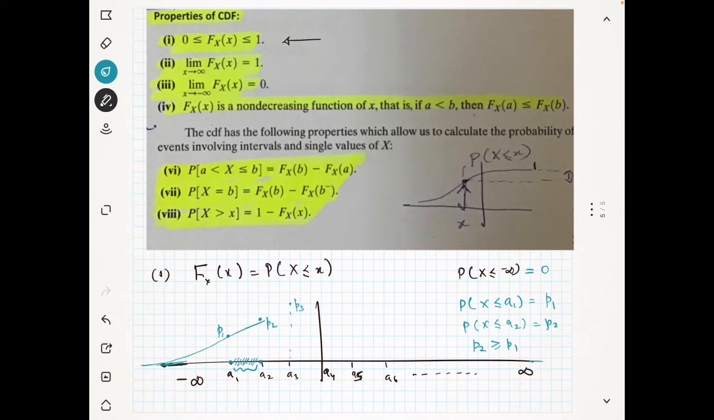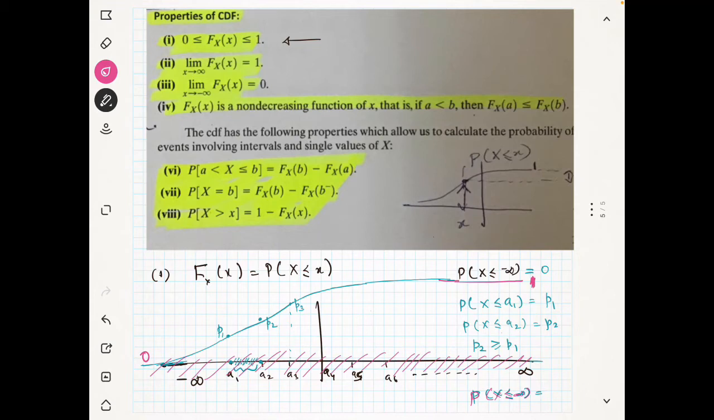If you take all these points, you can see your cumulative distribution function will, in many cases, take a shape like this. Finally, when you take the point infinity, the probability that x is less than or equal to infinity means x takes any value below infinity. That means you are considering the whole region, so its probability is 1. So the CDF starts from 0 and has a maximum value of 1. That's the first point.